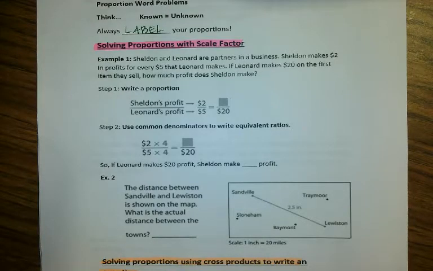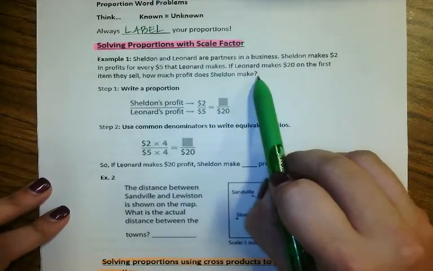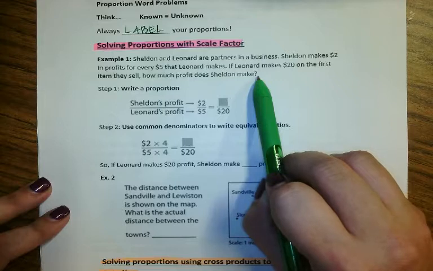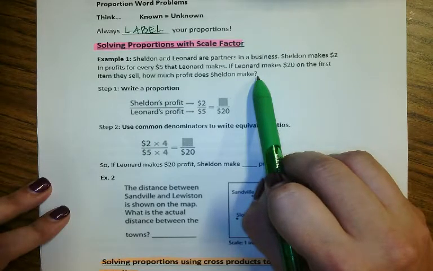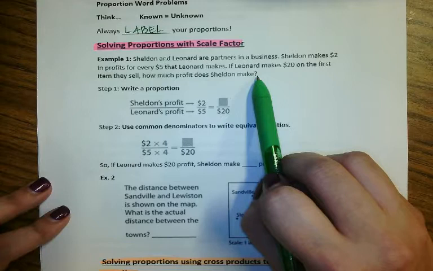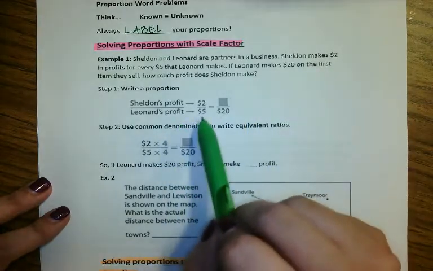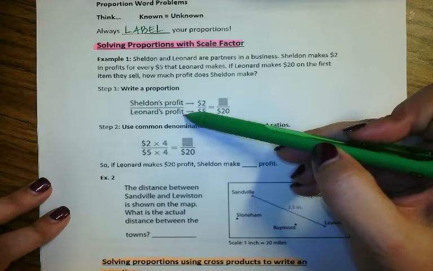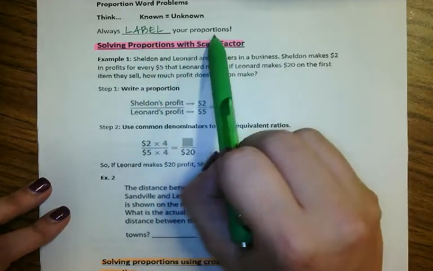So we're starting with our scale factor, and our first example says, Sheldon and Leonard are partners in a business. Sheldon makes $2 in profits for every $5 that Leonard makes. If Leonard makes $20 on the first item they sell, how much profit does Sheldon make? So we want to set up our original proportion using information that we know, and our labels are already there for us. This is what it means by labeling your proportion.